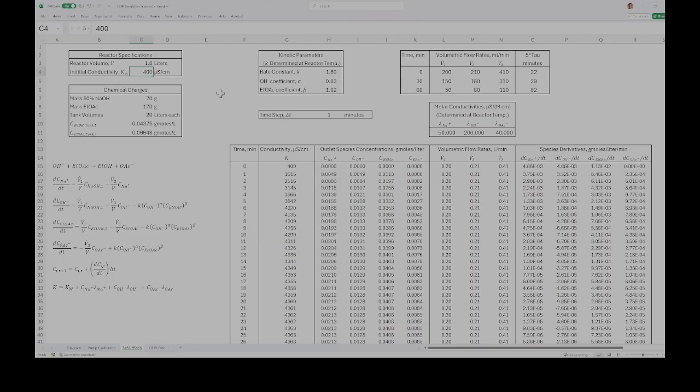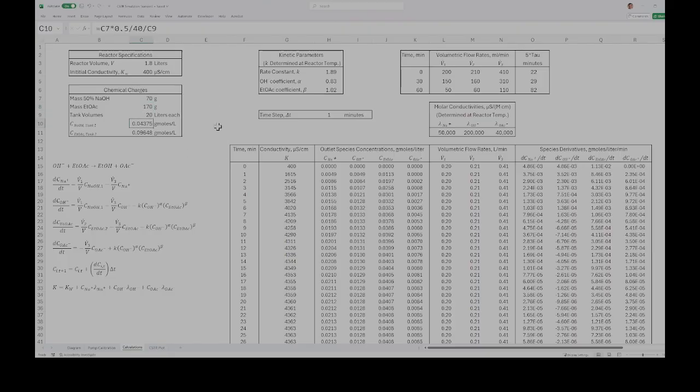Our stock tank, we're going to measure out 50% sodium hydroxide and ethyl acetate and put it into our stock tank, where each tank will contain 20 liters of water initially. So let's say we put in 70 grams of that 50% solution in the sodium hydroxide stock tank and 170 grams of ethyl acetate in its stock tank.